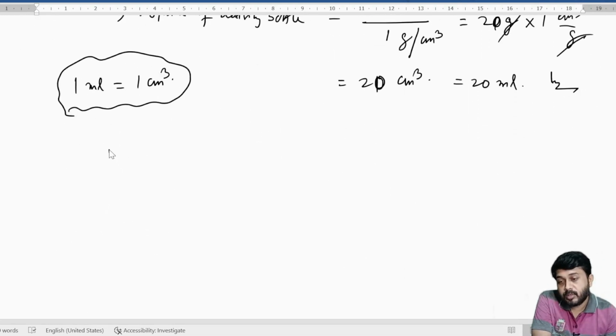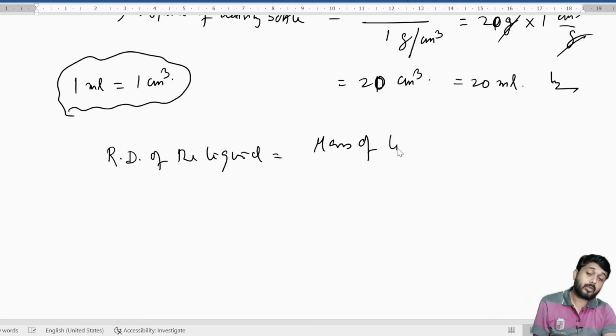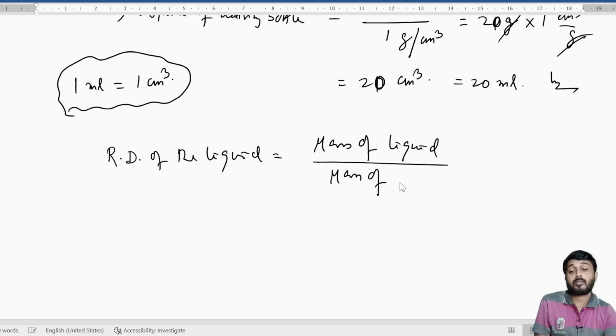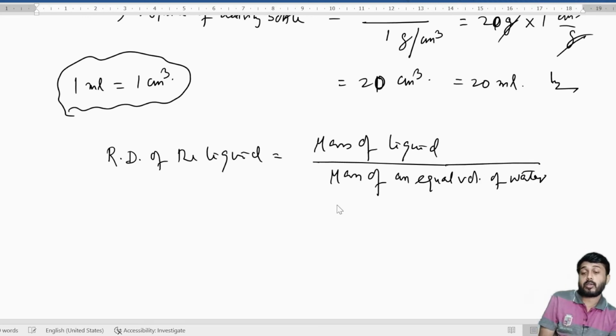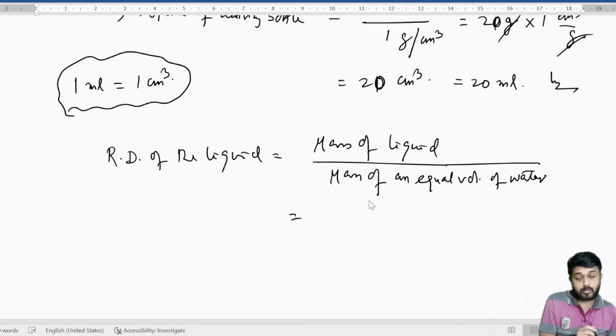Mass of liquid, relative density of the liquid equal to mass of liquid by mass of an equal volume of water. Equal volume of water. That's what we have got already. Equal volume of water. Mass of liquid, how much?